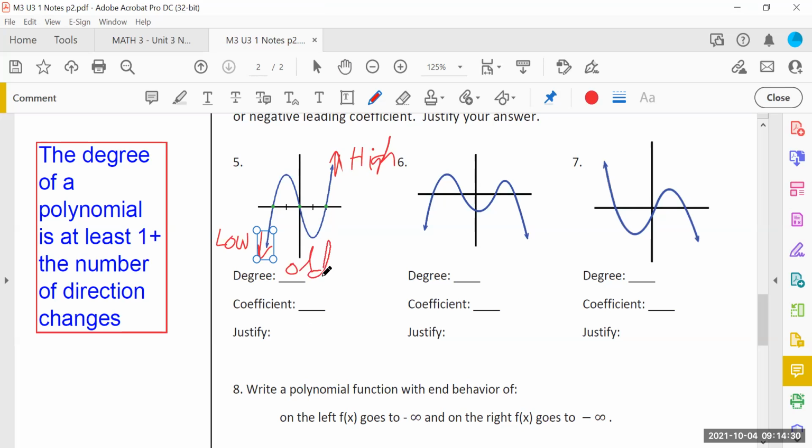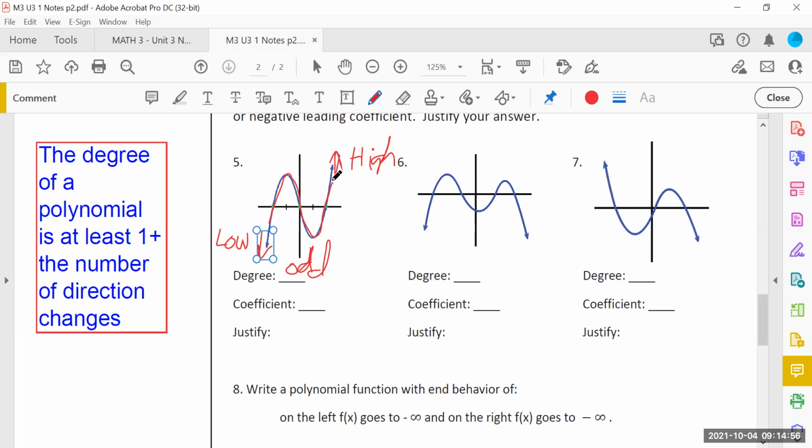Now, what about that whole 1 plus the number of direction changes that I just said? Does everybody see this graph changes direction twice? It's going up and then down and then up again. So that's 2 direction changes. It starts off going up, changes to down, changes back to up. That's 2 direction changes plus 1. This is at least degree 3.